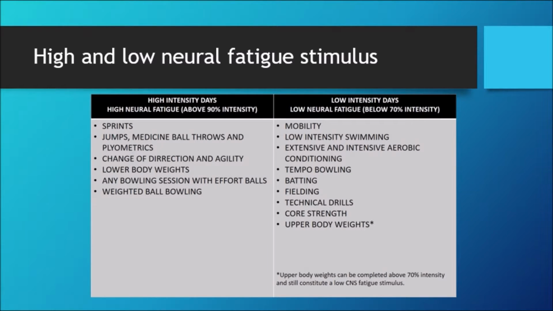Now, how do we use this high-low system of managing our neural fatigue and getting our supercompensations to work optimally? What we do is divide our training days into high-intensity days and low-intensity days. We want to have low-intensity days in between our high-intensity training bouts. Our high-intensity training days are the ones that are going to result in the biggest drop in our ability to perform. However, it's these big dips in ability to perform that will result in the biggest supercompensations.